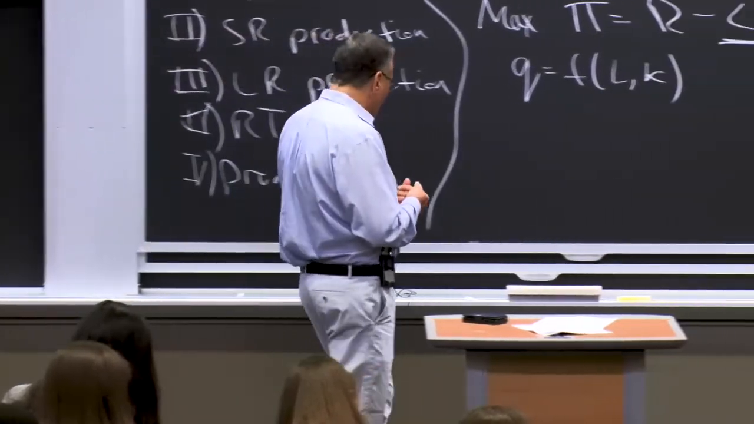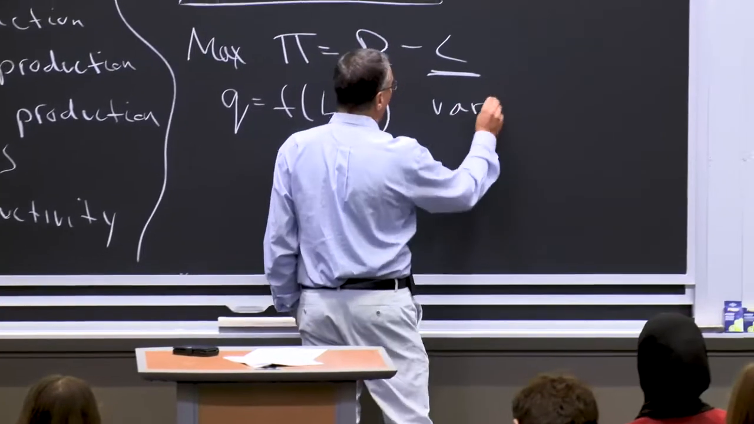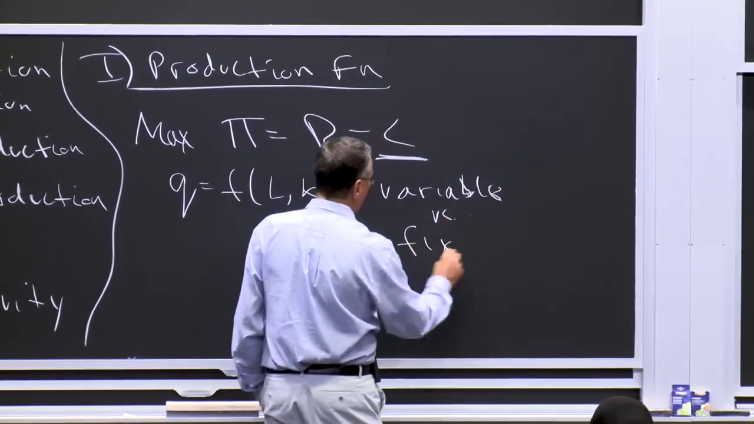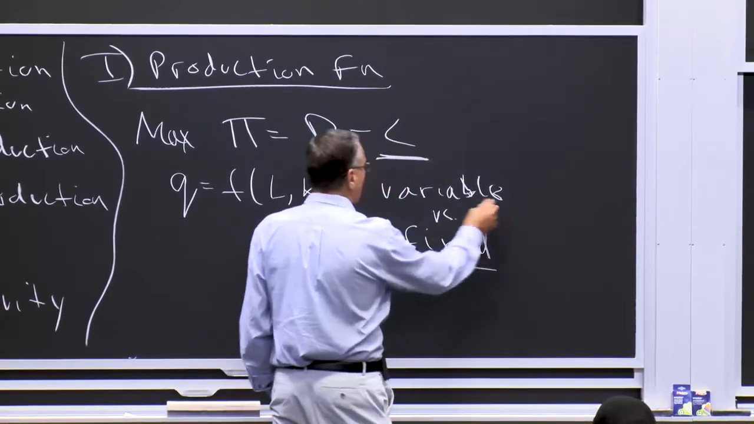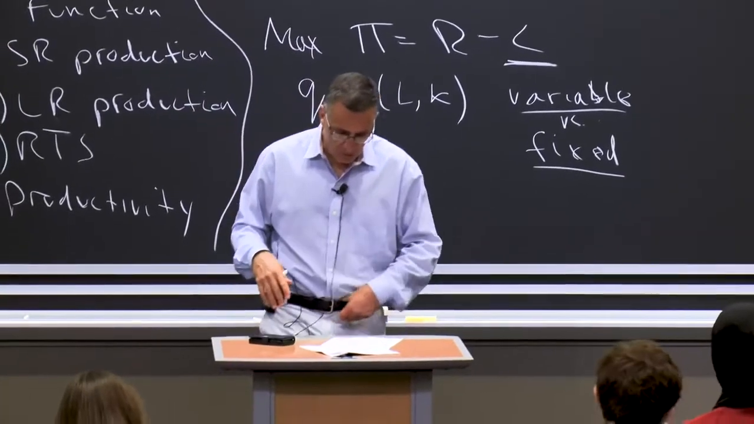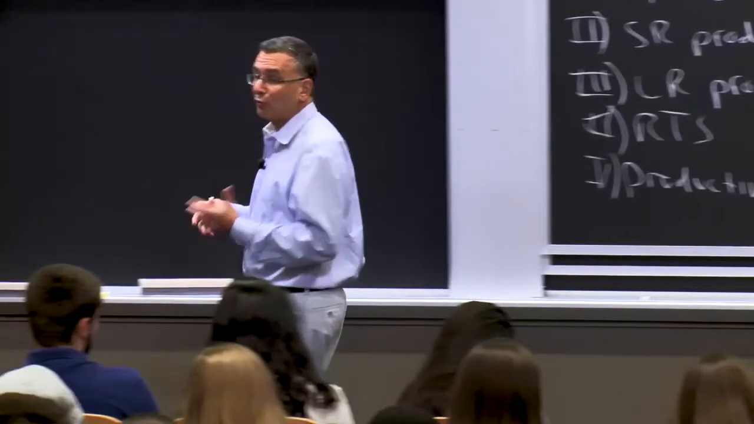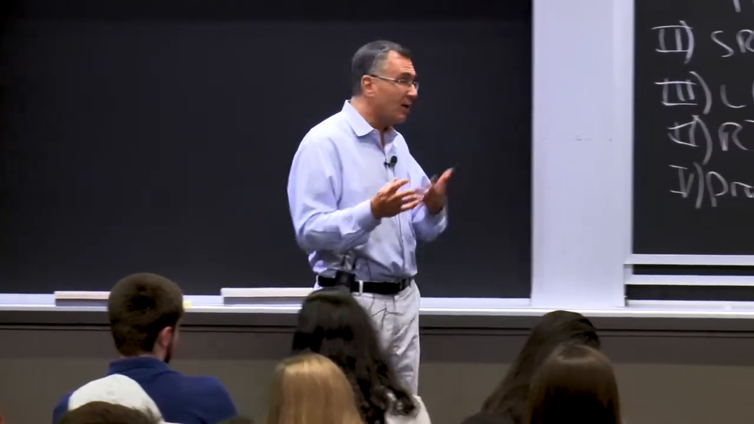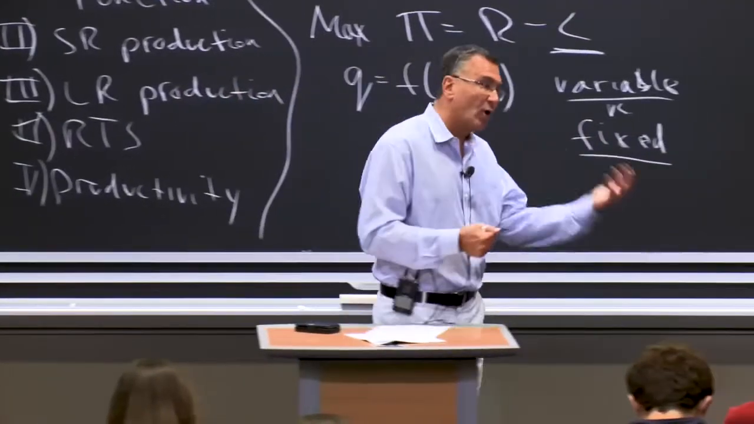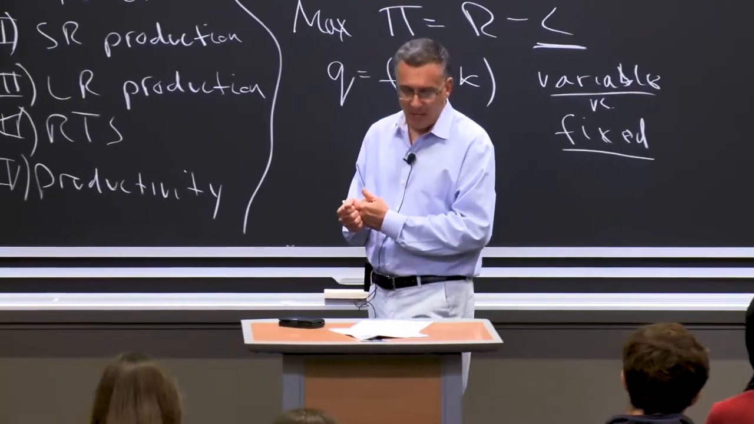Now, when we talk about inputs or factors of production, we're going to talk about them being variable or fixed. Variable means changeable. Fixed means not changeable. So variable inputs are inputs that can be easily changed, like hours of work. You guys work different amounts of hours every day. You can easily change the hours that you work. You can pull an all-nighter if something's due the next day. You can work less if there's something good on TV.